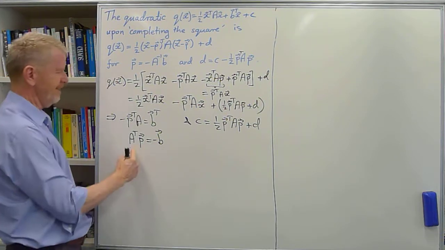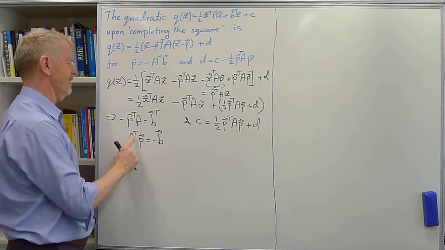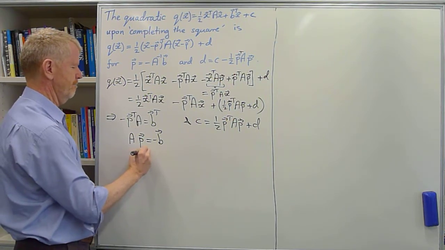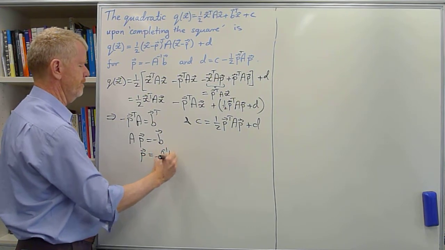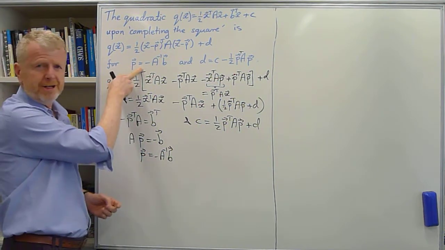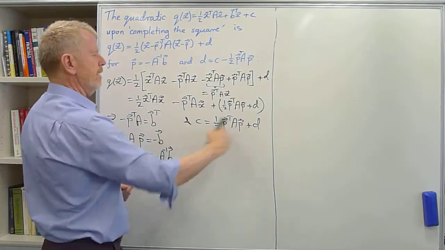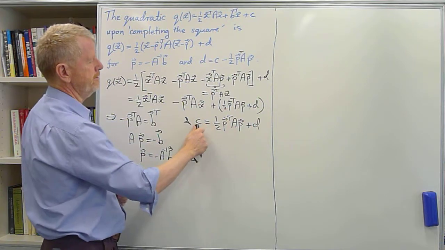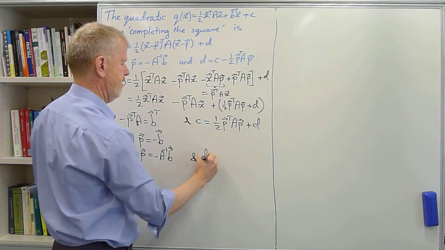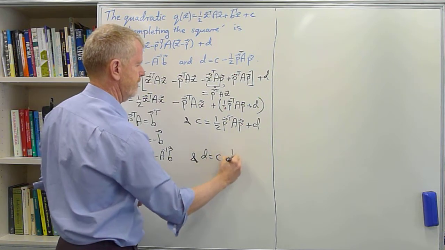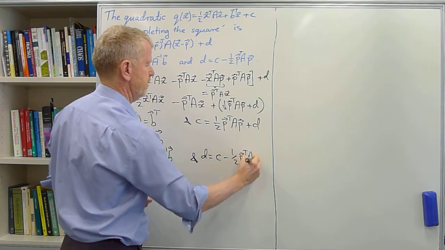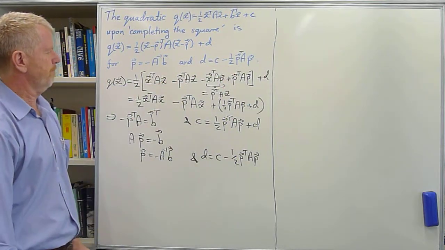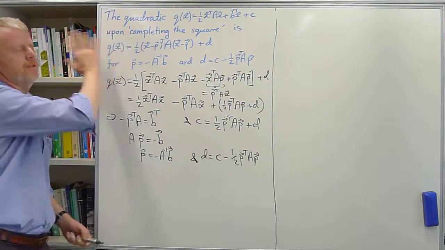Remember, A is symmetric, so A transposed is the same thing as A. So let's remove the transpose, and hence p is minus A inverse b, as claimed up here. And then over here, it's simply a matter of saying d is equal to c minus a half p transposed Ap, given that we've just computed p, and that's the second identity there. So that's established the completing the square.